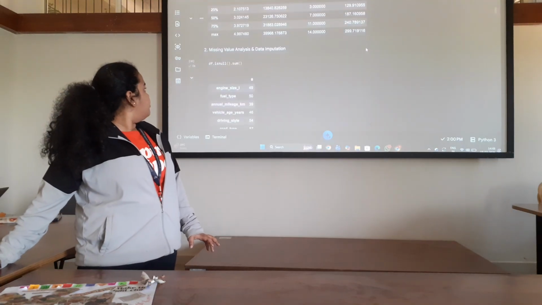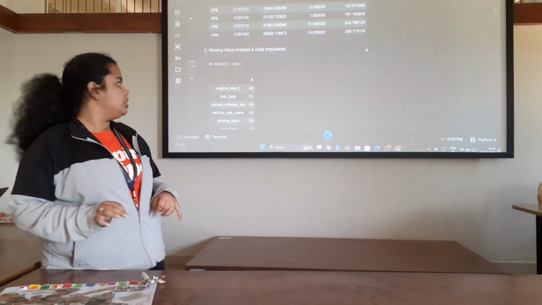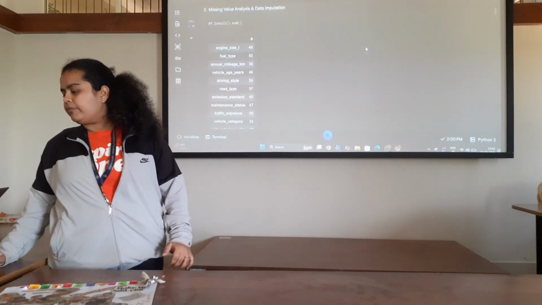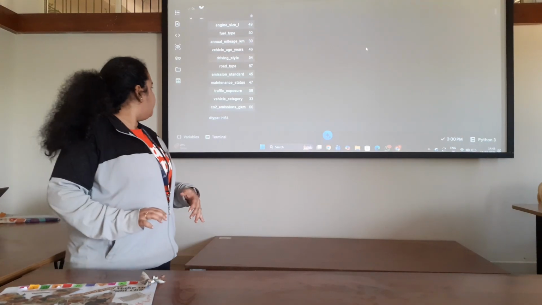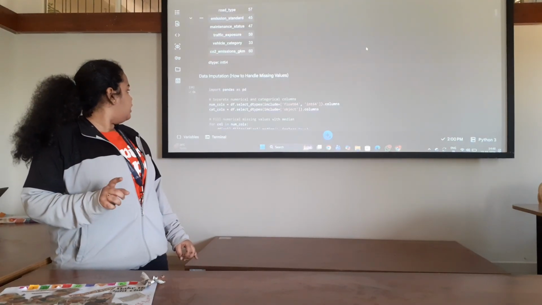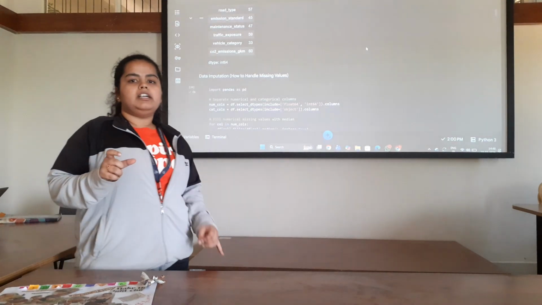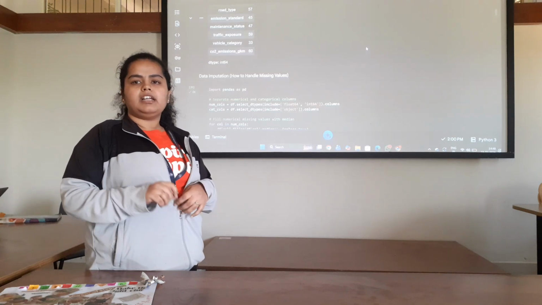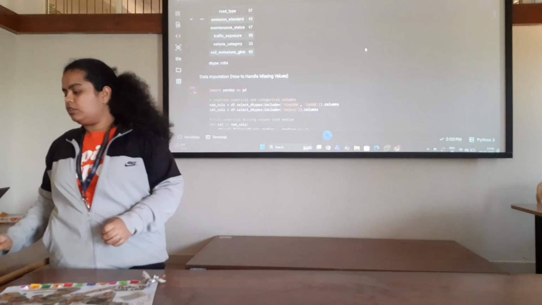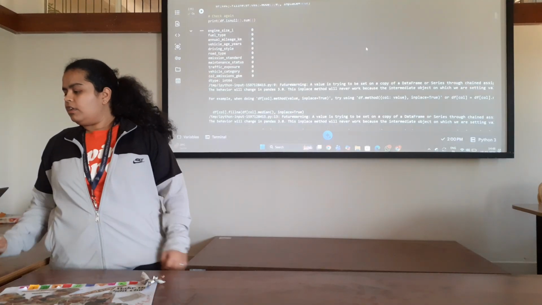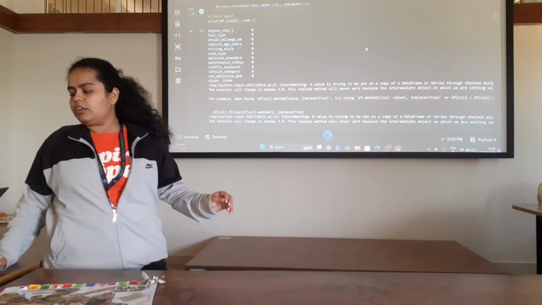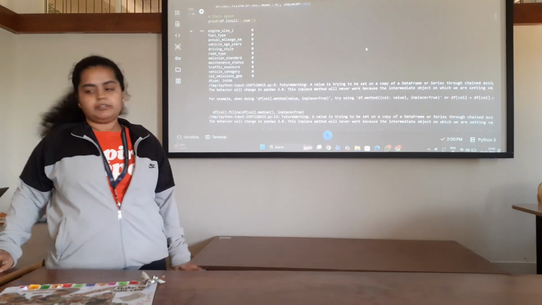Now we are performing the missing value analysis and data imputation. In the data, we can see there are many missing values. To handle them, we treat numerical and categorical columns separately. Numerical columns are handled using the mean and median, and categorical columns using the mode. Now we can see that the missing values are null, so the missing values are handled.